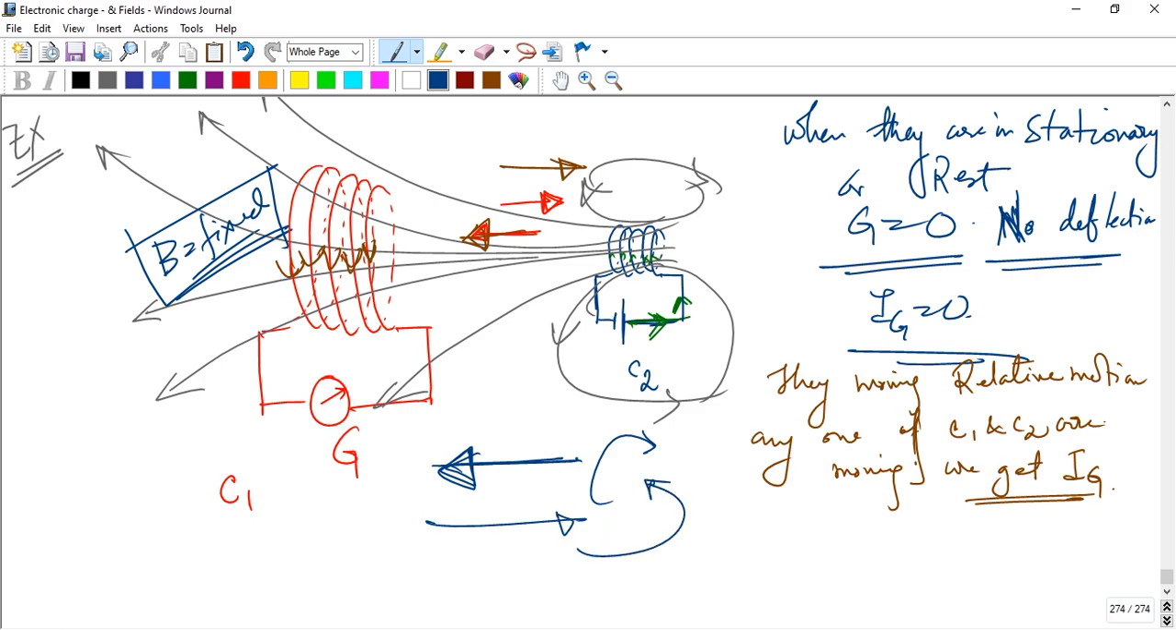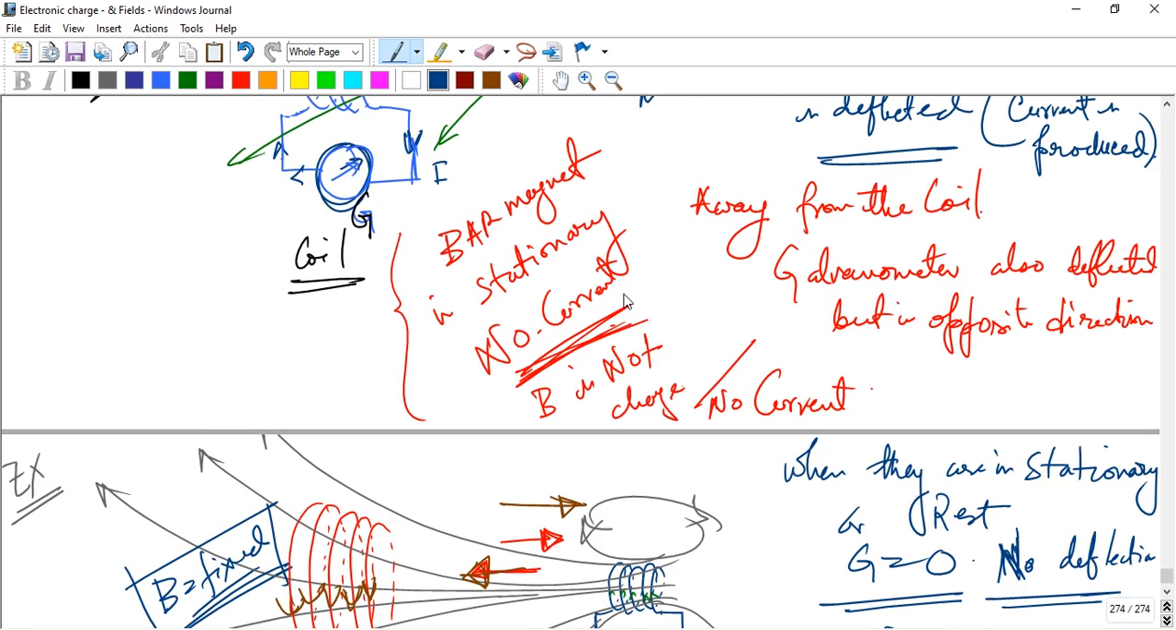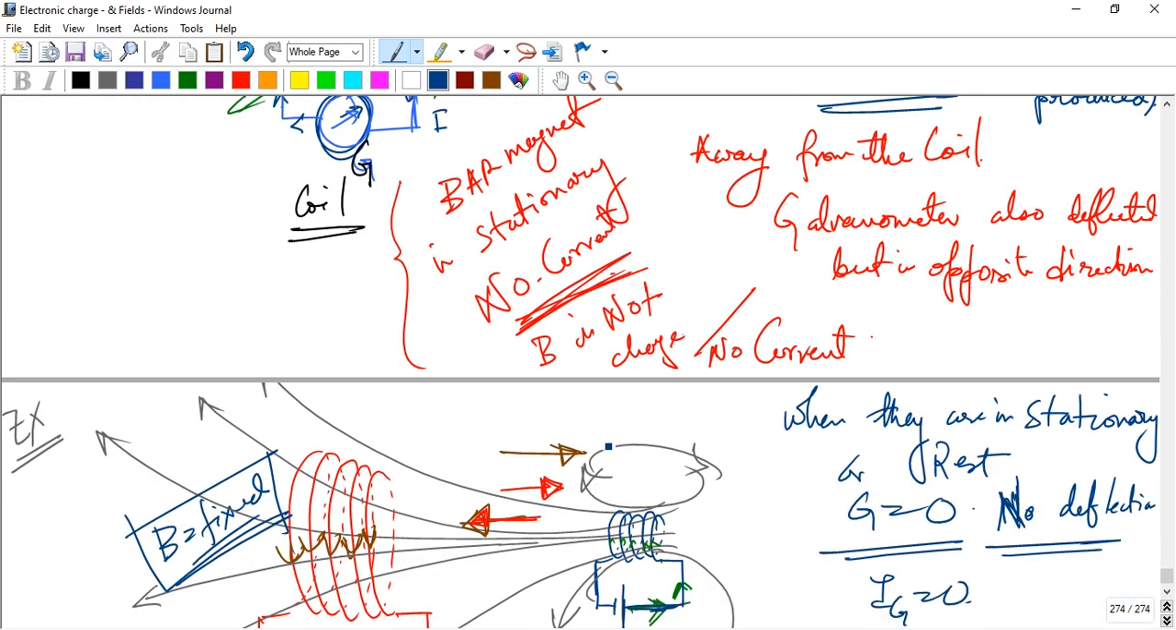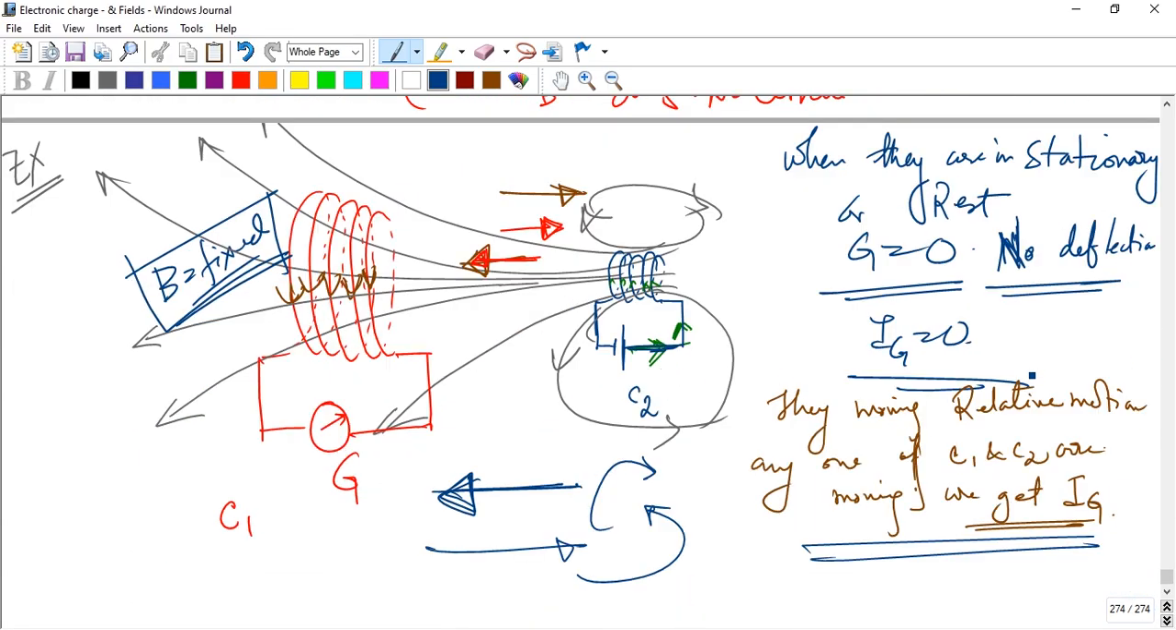Here we do not discuss the current direction; we discuss that a current is generated by the varying magnetic field. This current also produces a magnetic field, and that magnetic field opposes the original magnetic field. Keep that in mind; we discuss that part when we cover Lenz's law. So when we replace the bar magnet with coil 2, we get some current when they are in relative motion.